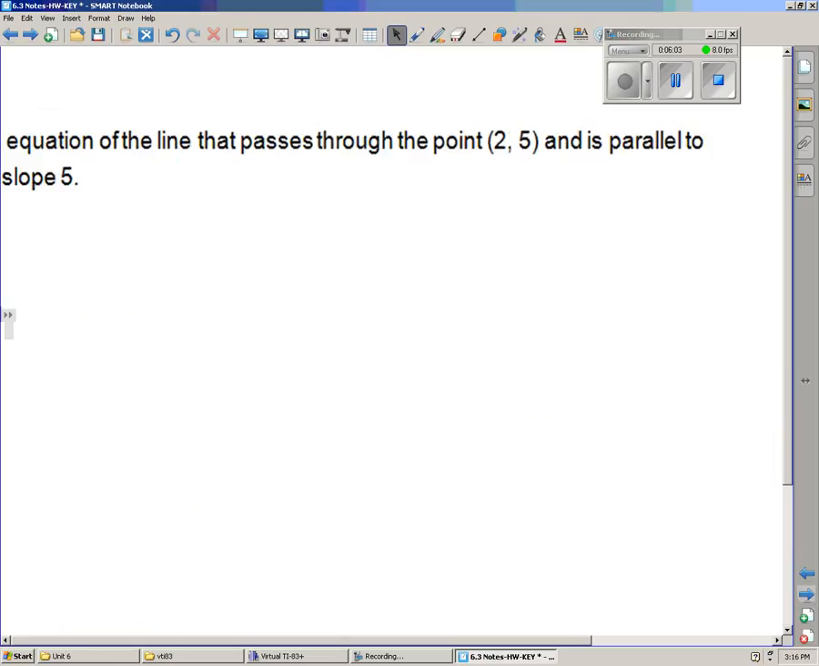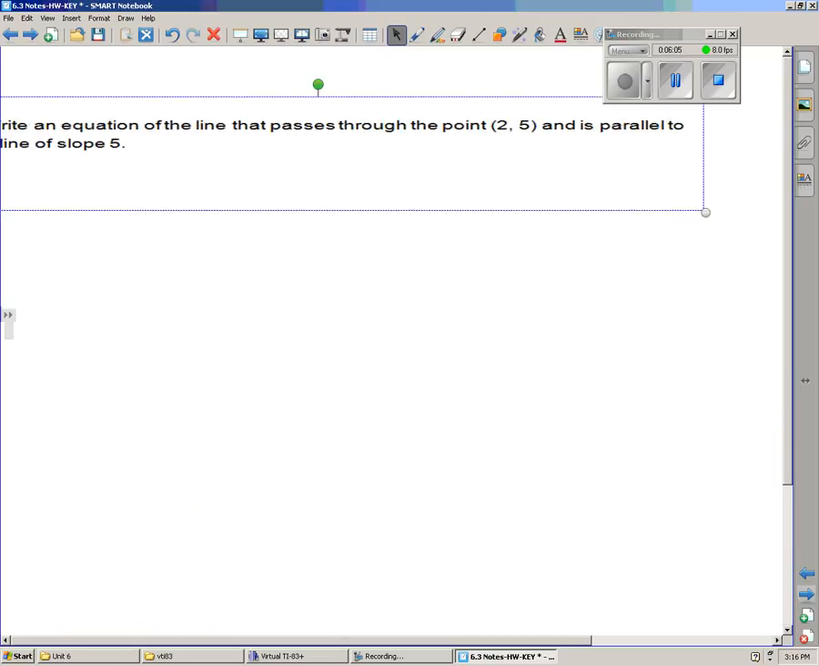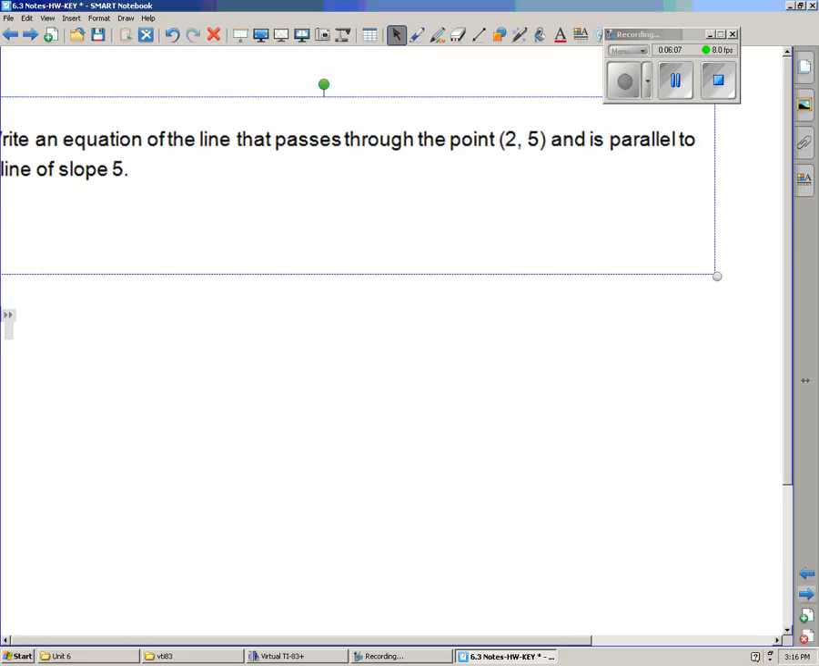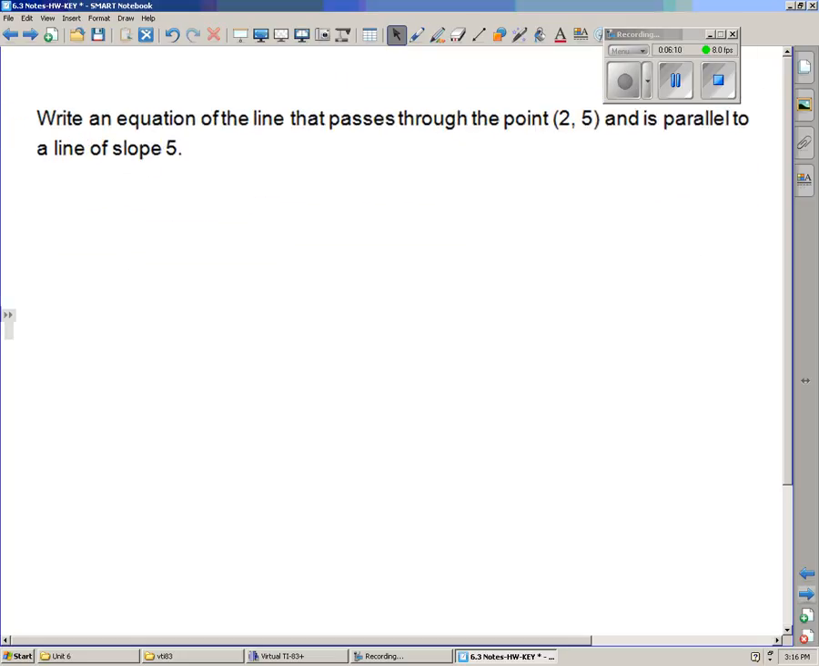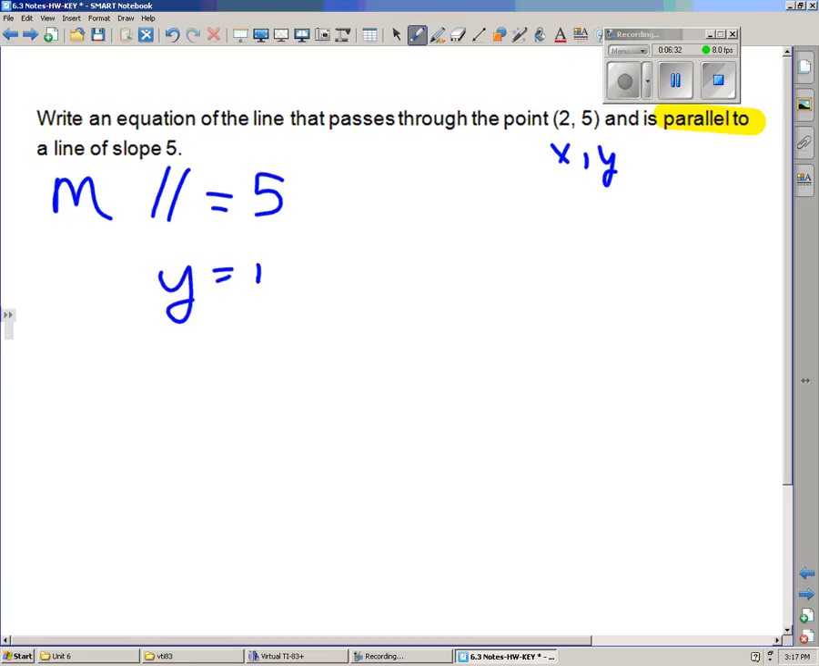Okay, so this guy right here, let me make this a bit smaller, whoopsie. So this one right here wants you to write an equation of the line that passes through the point 2 comma 5 and is parallel to a line that has a slope of 5. Well, parallel lines have the same slopes. So that means the slope, m, of a parallel line is still going to be 5. The point that they give you is 2, 5. We'll do this one with y equals mx plus b. And then I'll do the other one, point slope.